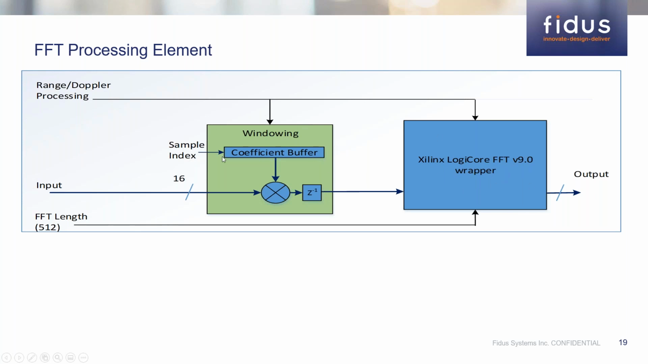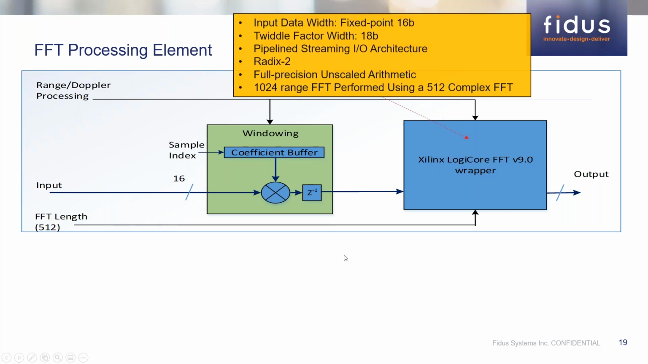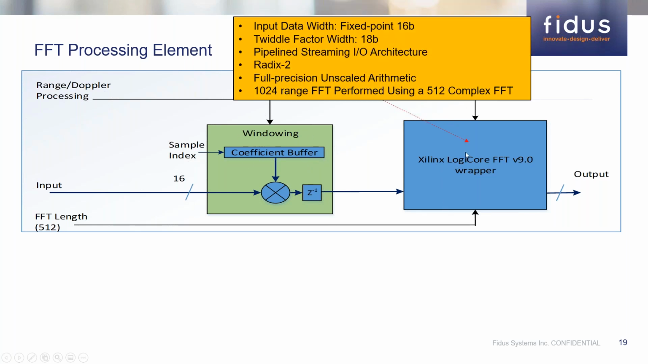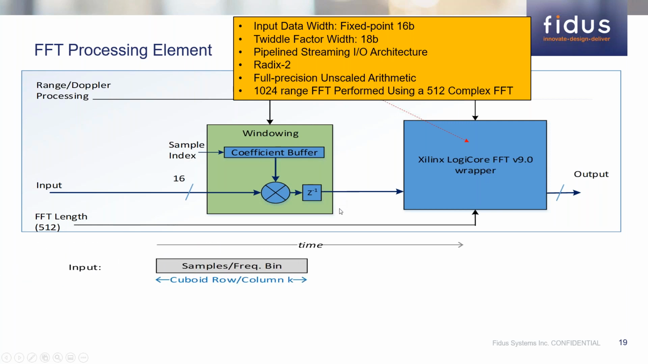Preceding the FFT is the windowing. Quickly, the input data width will be 16-bit. The twiddle factor is set at 18 bits. We are using the streaming I/O architecture, and we are going to use full precision and scaled. At the end, we are going to truncate or round. And as I said before, the 1024 range FFT will be done using a 512 complex FFT.